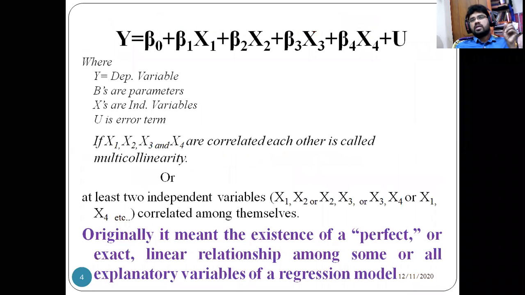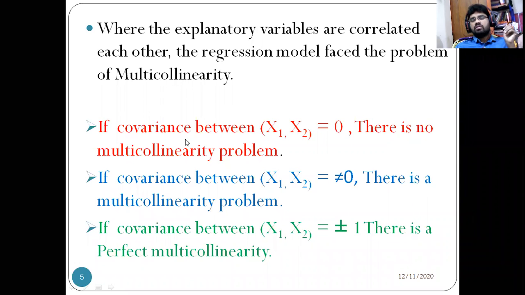For example, if you take into account the multiple regression, y is equal to beta 0 plus beta 1 x1, beta 2 x2, beta 3 x3, and beta 4 x4. See here, y is the dependent variable, x1, x2, x3, x4 are the independent variables. If there is any relation between any two or more independent variables, that is called multicollinearity. Sometimes we use the covariance between x1 and x2.